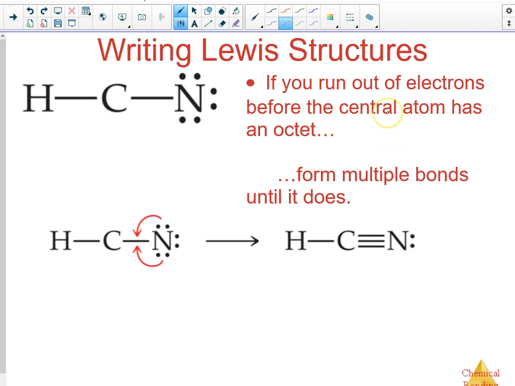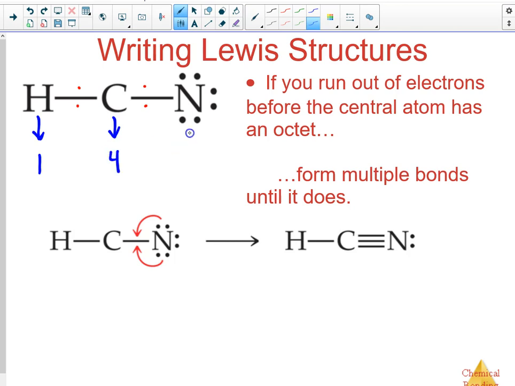if you run out of electrons before the central atom has an octet, you have to form multiple bonds until it does. Okay? So the example up here is HCN. That one is cyanic acid, or an acid with cyanide in it. We put carbon here. We connected them with a line. 1, 2, 3, 4 dots were used. All right, let's check. How many valence electrons does hydrogen have? Tell your partner. 1. How many does carbon have?